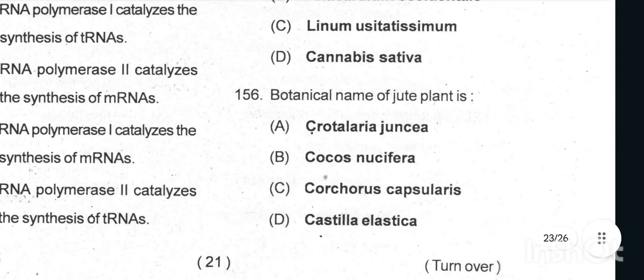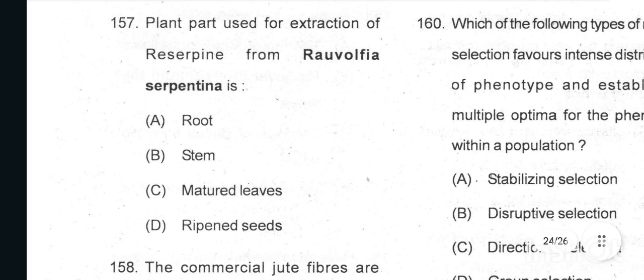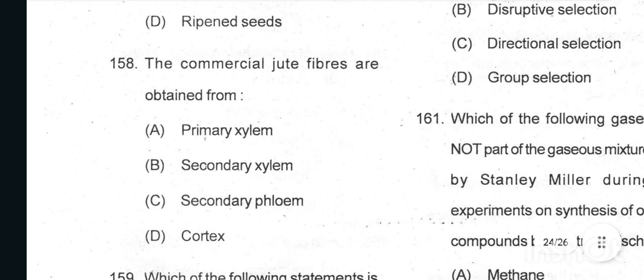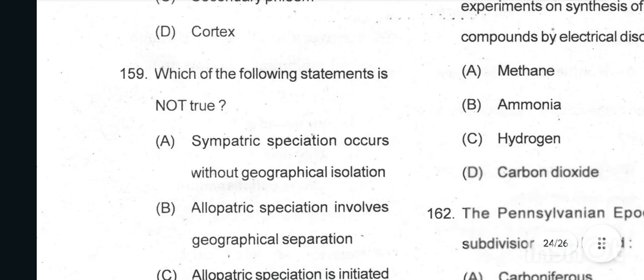156. Corchorus capsularis is the botanical name of the jute plant. The plant part used for extraction of reserpine from Rauvolfia serpentina is the root, from where the reserpine is extracted. Commercial jute fibers are obtained from secondary phloem or bast fiber. So option C is the correct one.